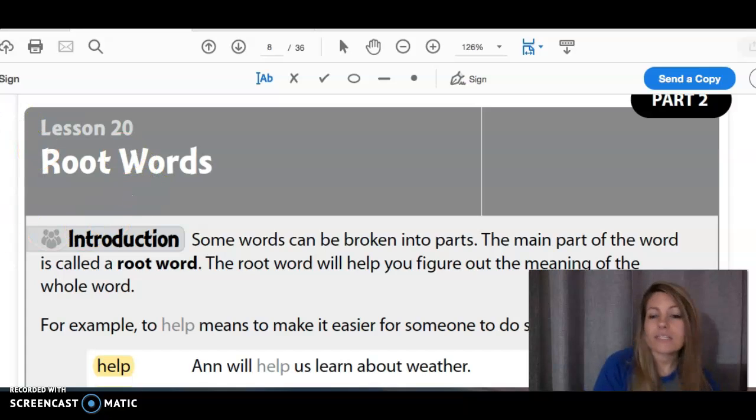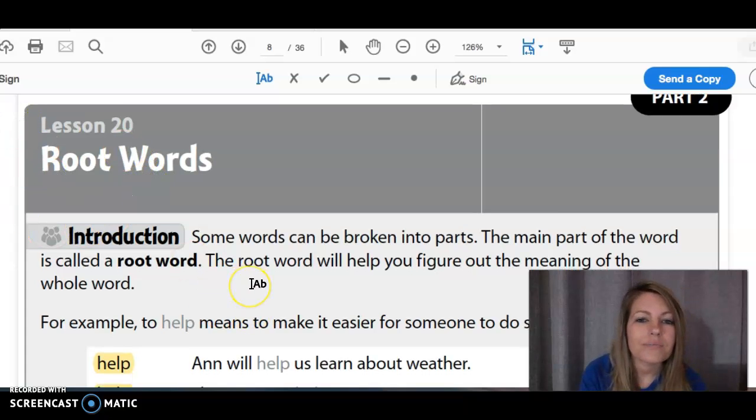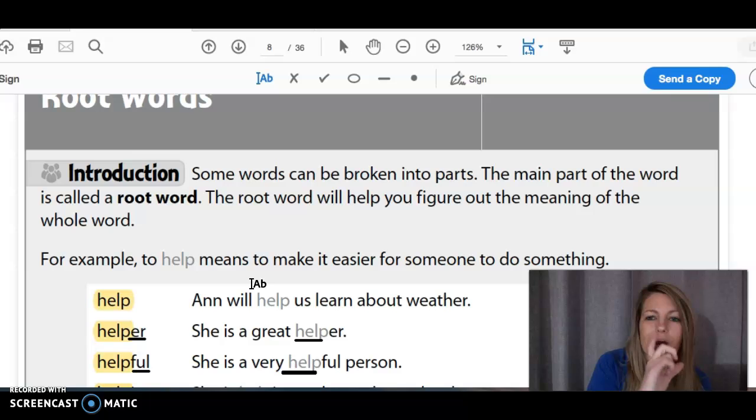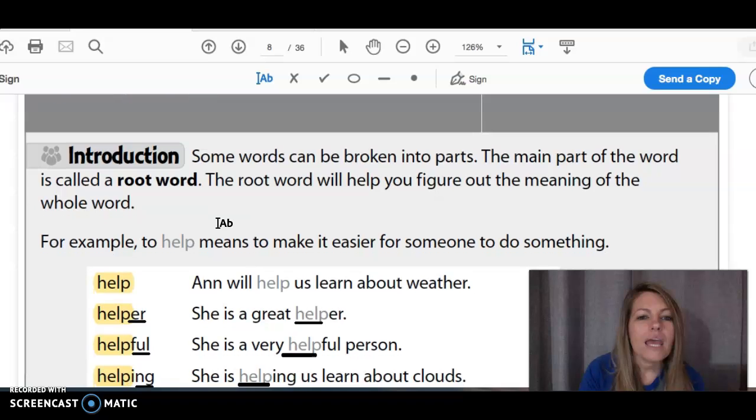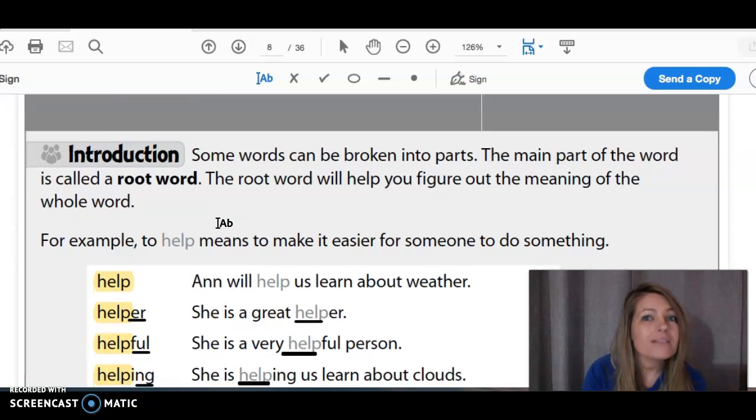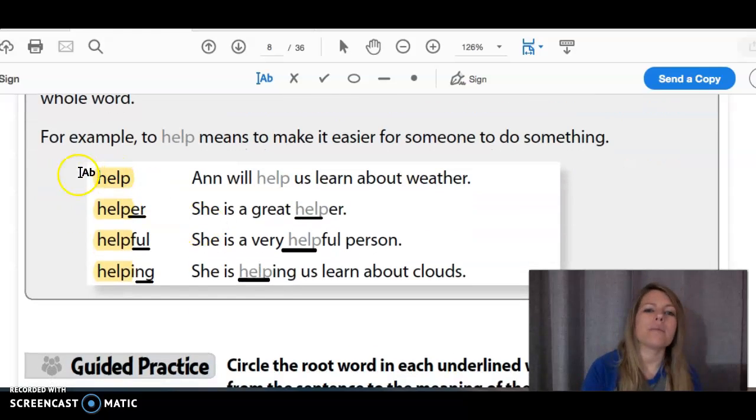Our objective today is to talk about root words. Root words are the main part of the word. So some words can be broken into parts. And if a word can be broken into parts, that means there has to be a root word inside that word. And the root word is the main part. If you know what the root word means inside of a big word, then likely you'll know the meaning of the whole word. Let me give you an example.